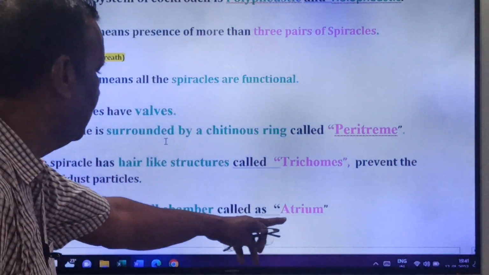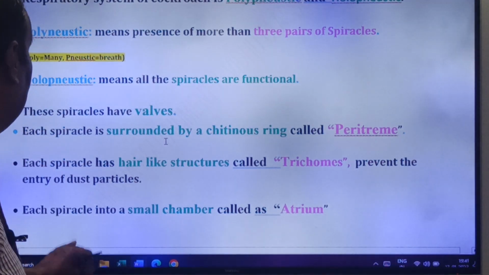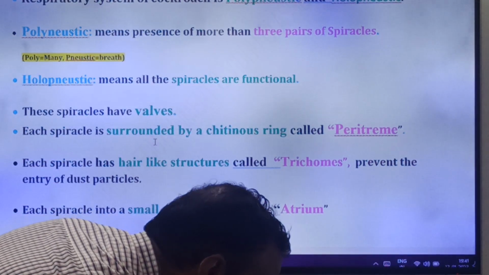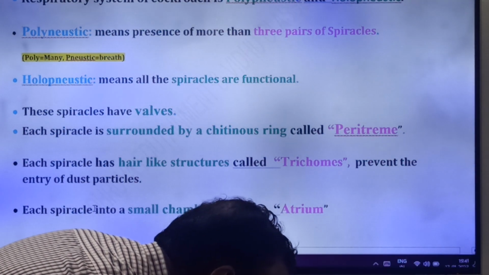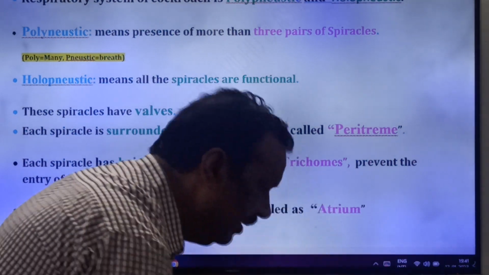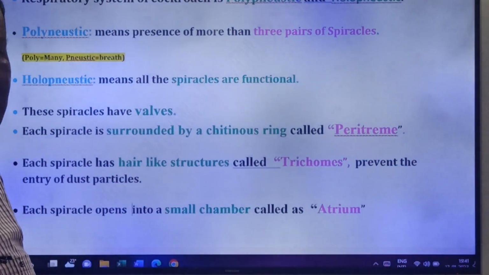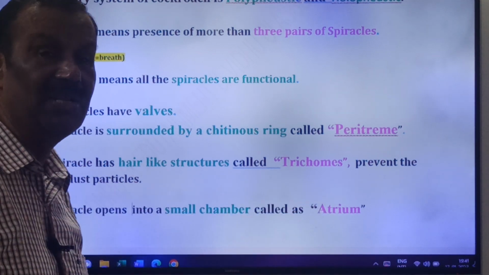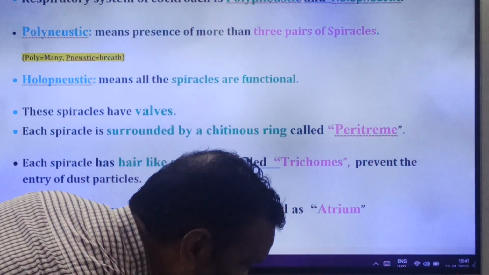Now see friends, another important term: what is the atrium? Each spiracle opens into a small chamber. That small chamber is called what, friends? Atrium. You have to remember these 3 words, friends.